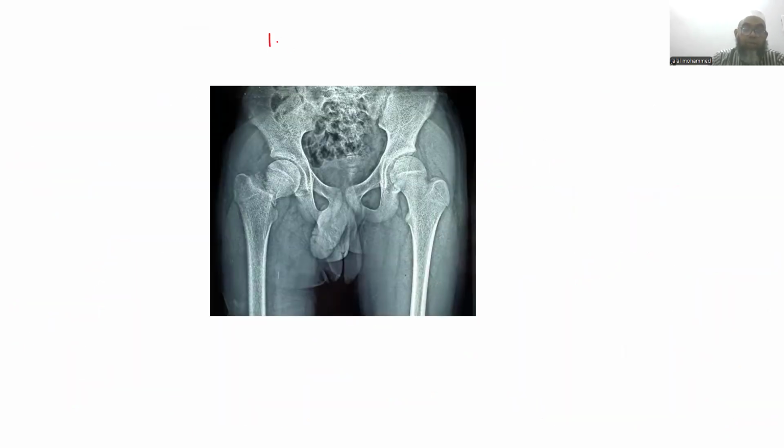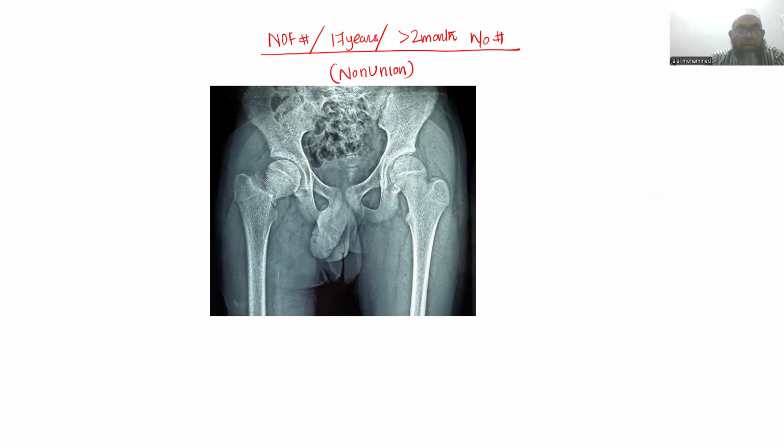This is a patient with a neck of femur fracture. As you see, the physis is still a little open, and he is around 17 years old. He has more than 2 months history of fracture. In intracapsular fracture, if it is more than 3 weeks, we consider it as non-union. If you see here, the density of bone looks okay, so there is no avascular necrosis. But here, this is your fracture line like this.